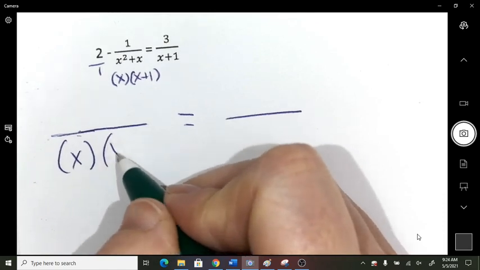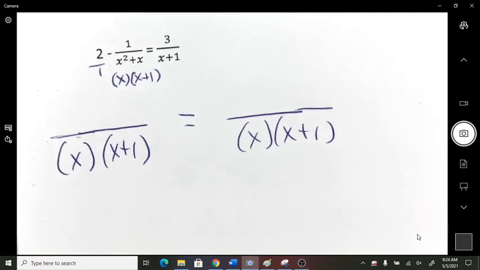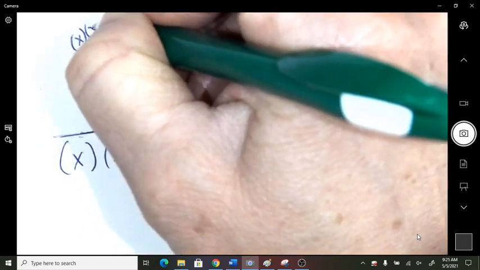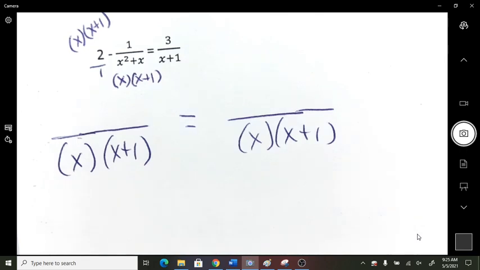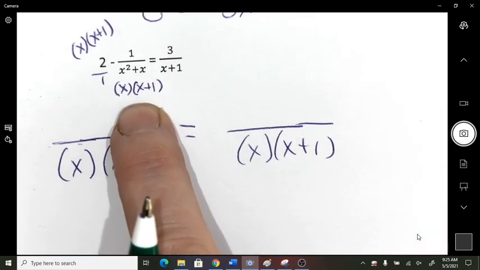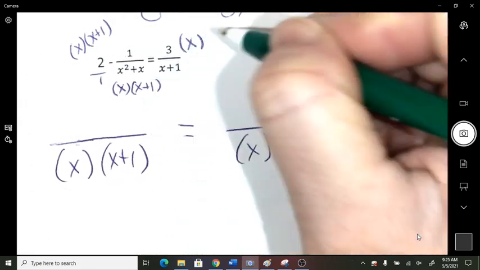So therefore, what do I need? I need an x. I need an x plus 1. So there's your common denominator. So now, what do I need to multiply everything by? The first fraction will get multiplied by an x and an x plus 1. The second fraction is not going to get multiplied by anything. And the third fraction would get multiplied by an x.